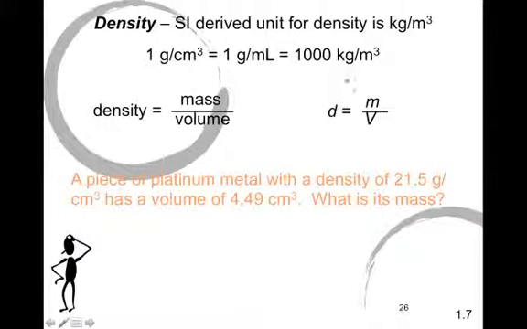So if a piece of platinum metal with a density of 21.5 grams per centimeter cubed has a volume of 4.49 centimeters cubed, what's its mass? Our equation is D equals M over V, right? What's our density?